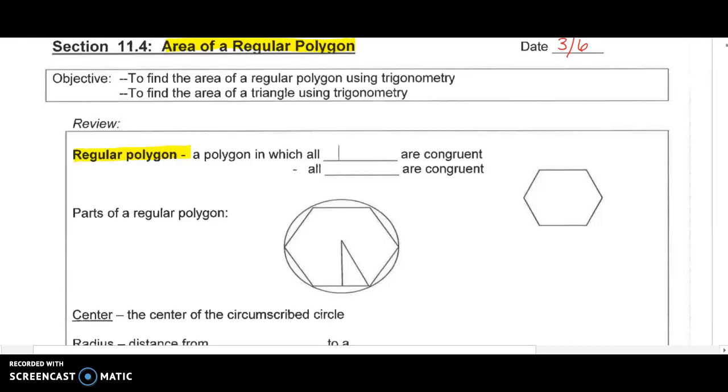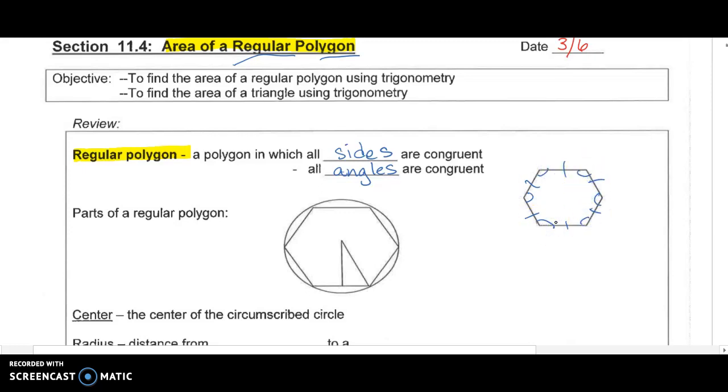Hi guys, so just going to give you a little intro to finding the area in a regular polygon. We know from our previous unit that a regular polygon is a polygon in which all sides are congruent and all angles are congruent, right? So sides all have tick marks and angles all have rings.